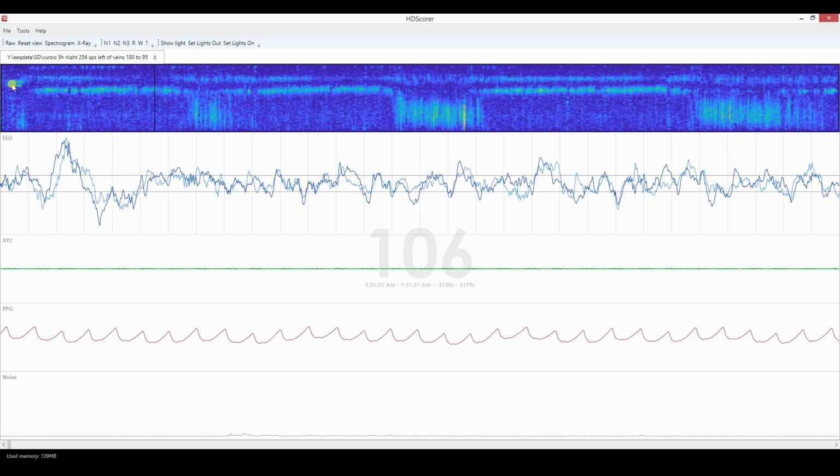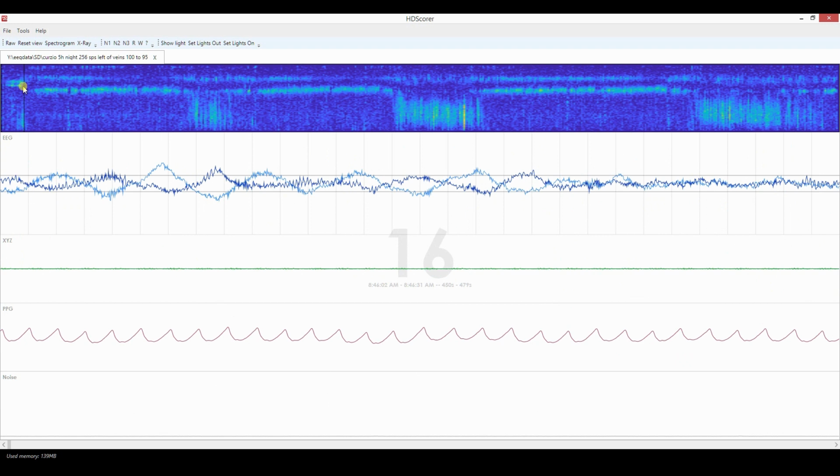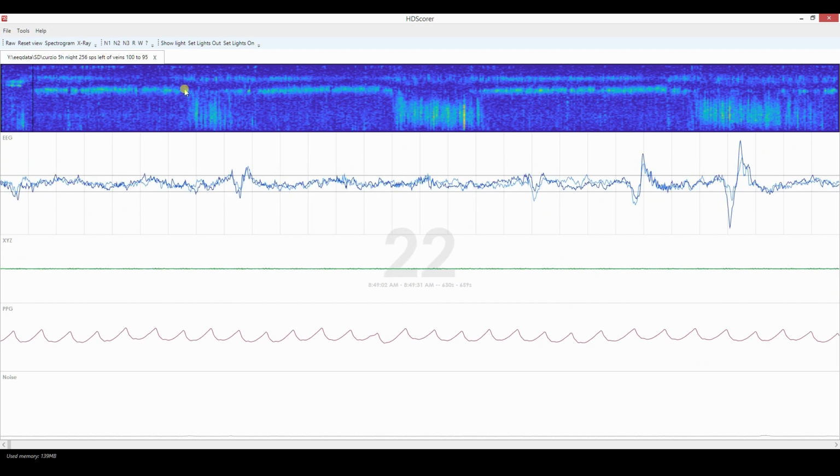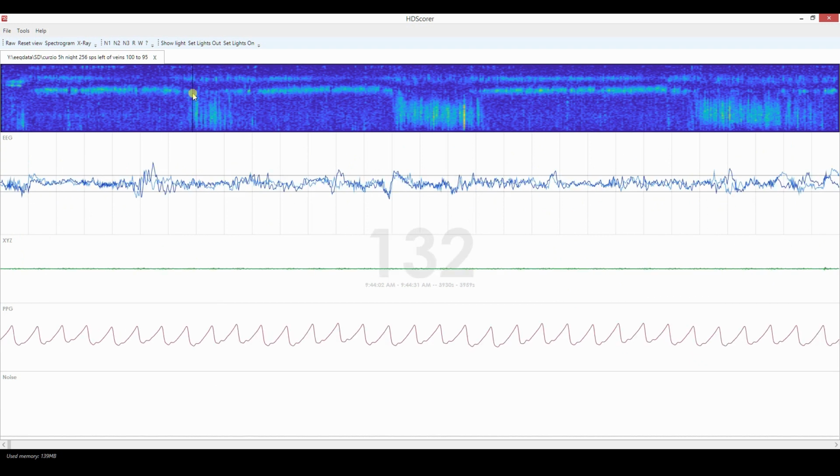Okay, so alpha from here to here, and sleep spindles starting right about here until here. That's the first sleep cycle, and so on.